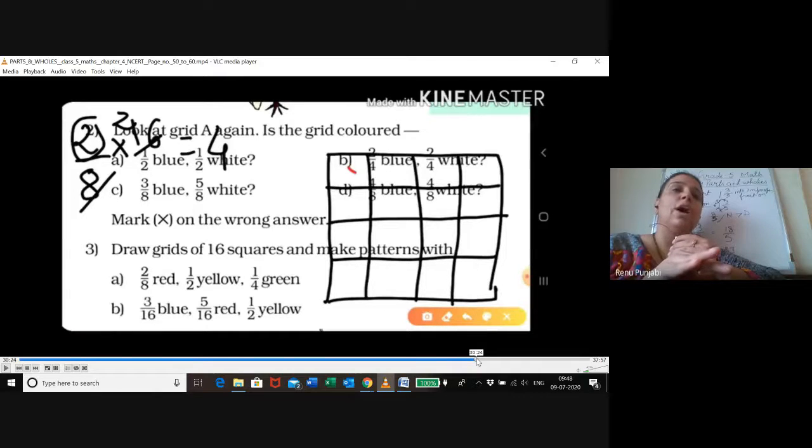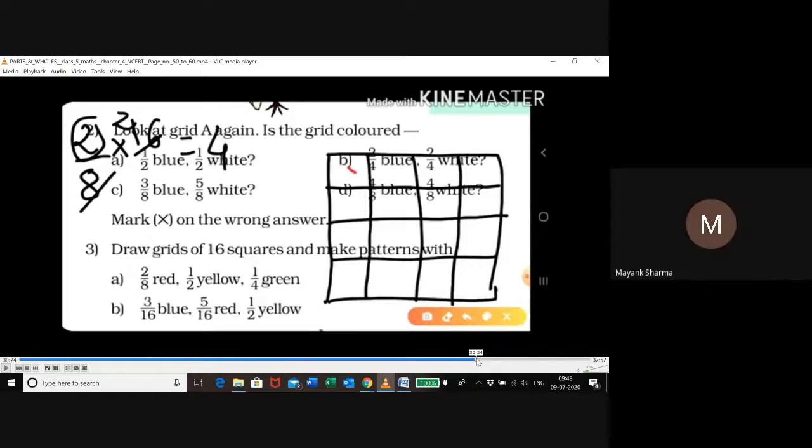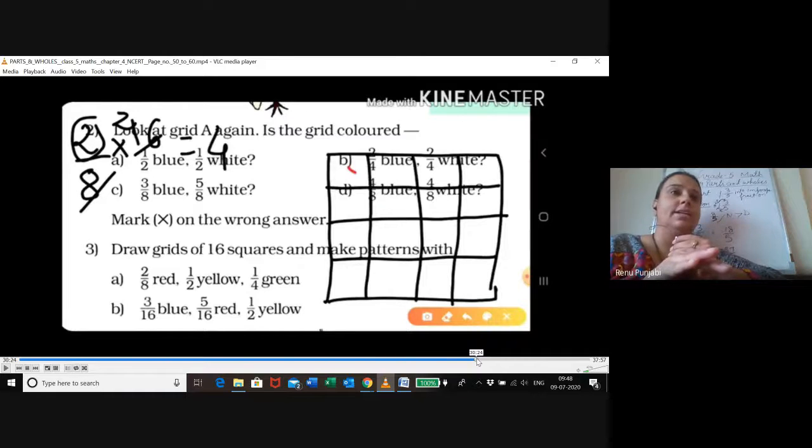No. You have to calculate the 2/8 part of 16, 2 upon 8 of 16, which we have learned. What is the 2/8 of 16? 2 upon 8 multiplied by 16 and then divide. It will be 4 parts red. Clear? You have to calculate what is the 2/8 of 16.